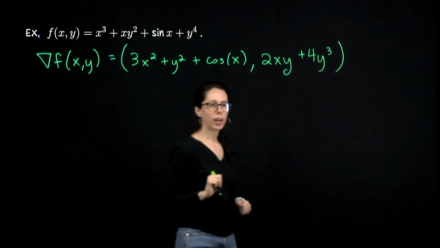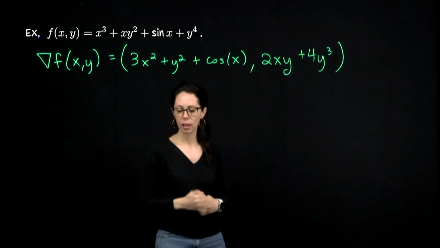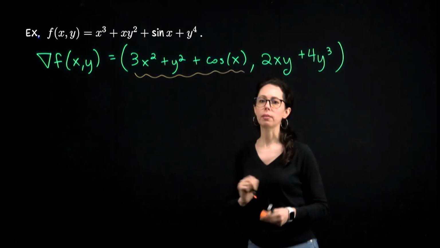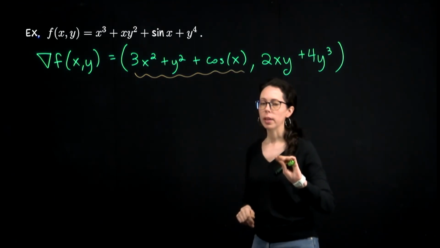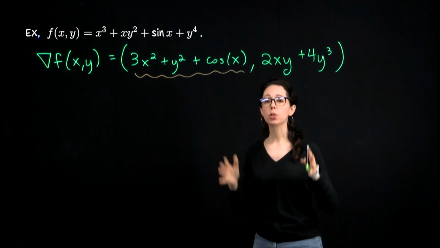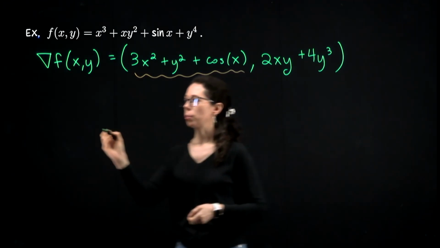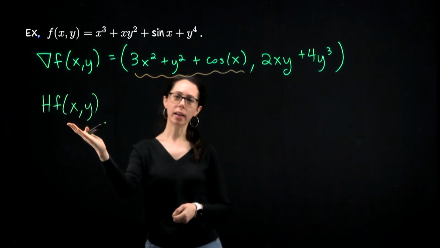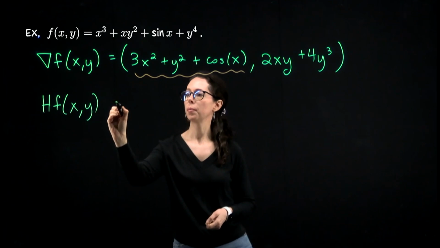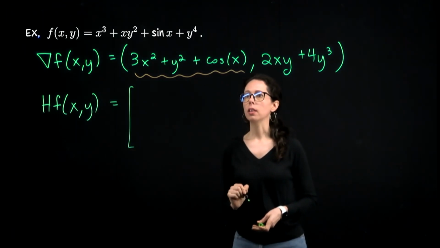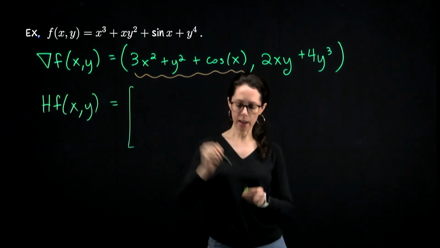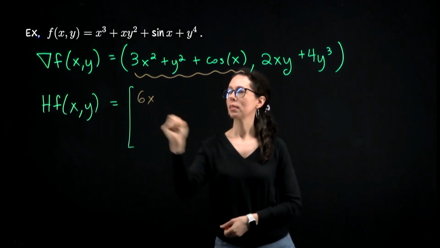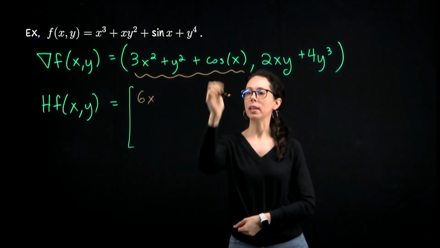Okay, so here's our gradient. What I'm going to do is take this first component function and compute its partial derivatives with respect to x and y and store those in a column. So we'll say that the Hessian matrix evaluated at any choice of point in the domain R2 has a first column which looks like 6x. Do this in colors again. So how about 6x plus 0 minus sine of x?